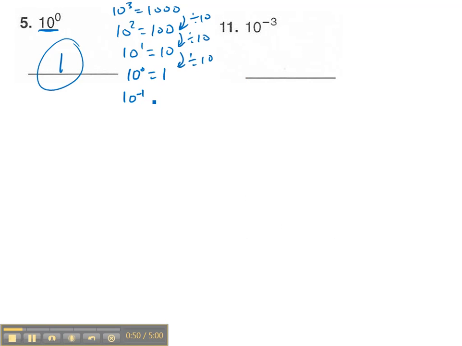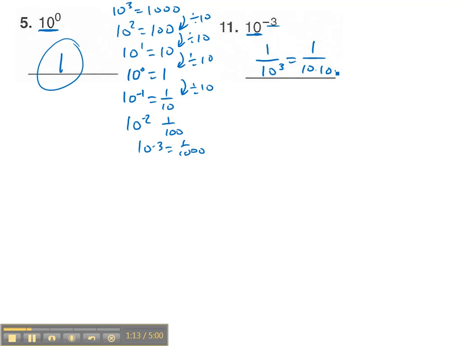10 to the negative first power would be, again, divide by 10. That's 1/10. 10 to the negative second power, 1 over 100. And 10 to the negative third would be 1 over 1,000. You just keep dividing by 10. So any base number to the negative exponent is equal to 1 over that same base number to the positive exponent. So that's 1 over 10 times 10 times 10. 10 times 10 is 100, 100 times 10 is 1,000, so 1 over 1,000, which is the same as 0.001, 1/1000th.